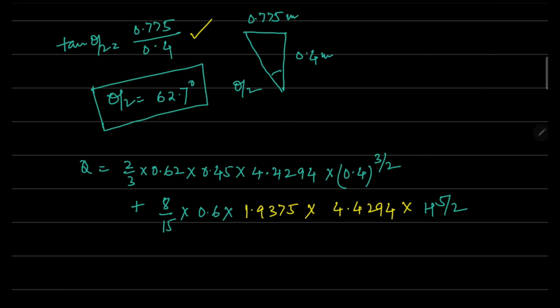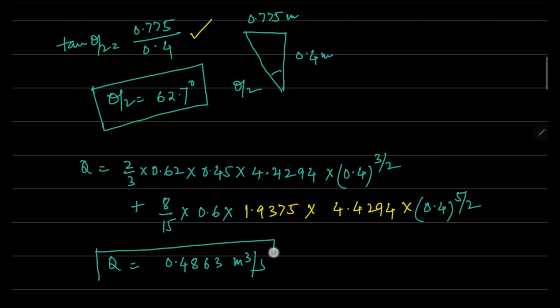Again h is 0.4, so this is 0.4 raised to the power 5 by 2. So we just have to calculate the values. This calculation gives Q is equal to 0.4863 meter cube per second. That is our answer to this particular question.